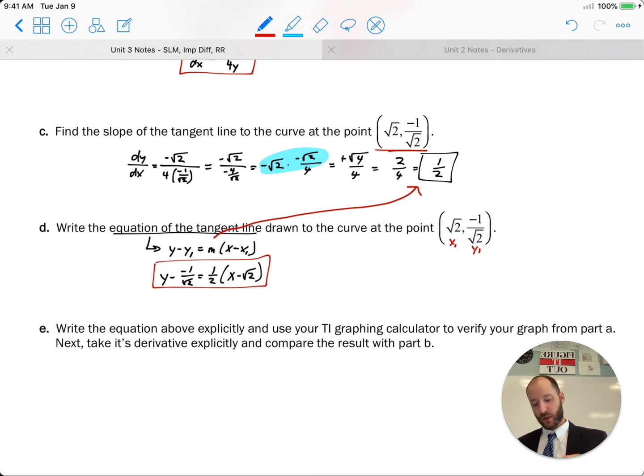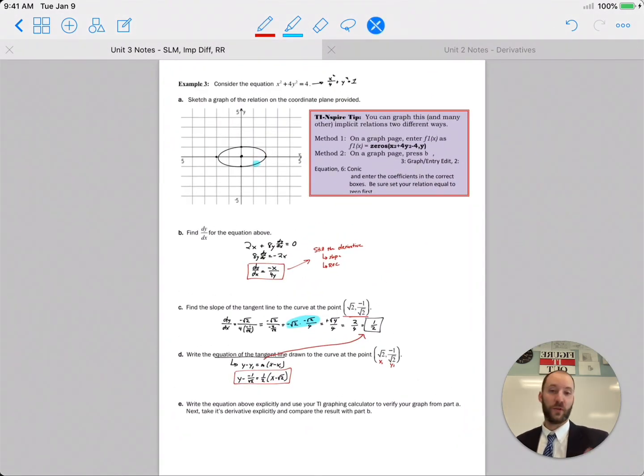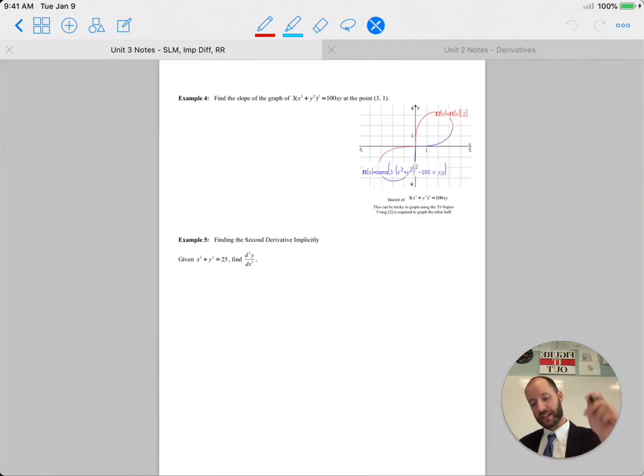Part D, don't worry about part D. If you want to, go for it, but you don't have to. Go ahead and look at example 4 and example 5. Check your work with my completed notes online.